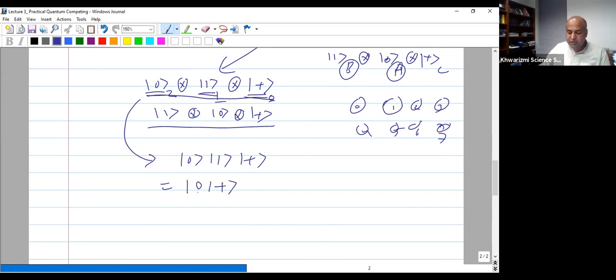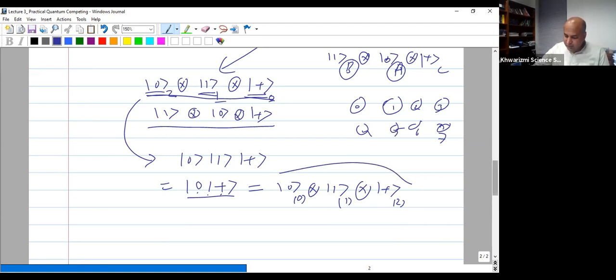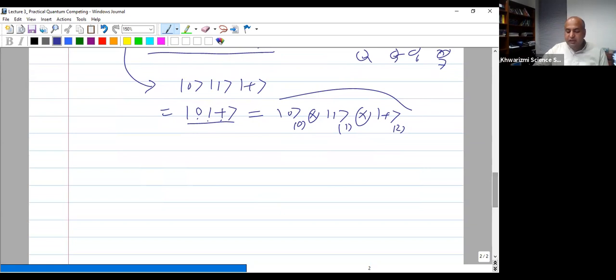So this means that this zero is the state of this qubit, one is the state of this qubit, plus is the state of this qubit. But what it really means is actually this: this is the state of, let's say, the zeroth qubit, this is the state of the first qubit, and this is the state of the second qubit. So when you see this, it actually means this.